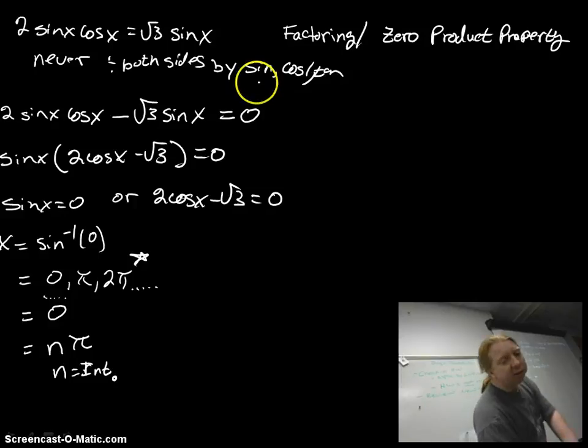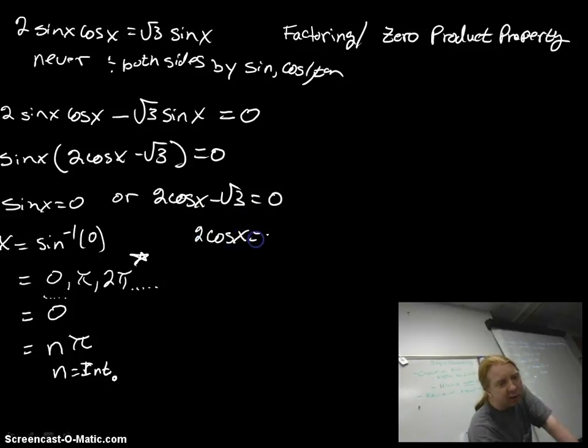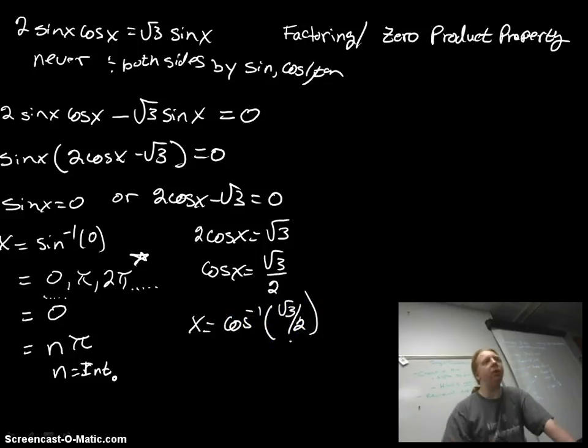Now I still have to solve this one for a list of possible answers. This goes to what we just practiced with tangent. Add root 3 to both sides, so 2 cosine x equals root 3. Cosine x equals root 3 halves. And therefore, x is inverse cosine root 3 halves. And that's another one that we recognize from the unit circle.